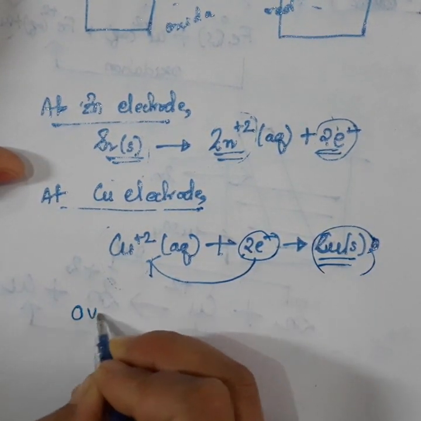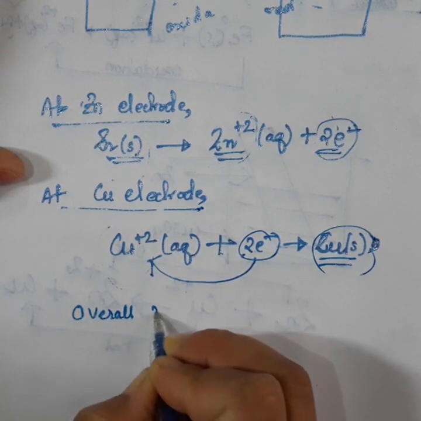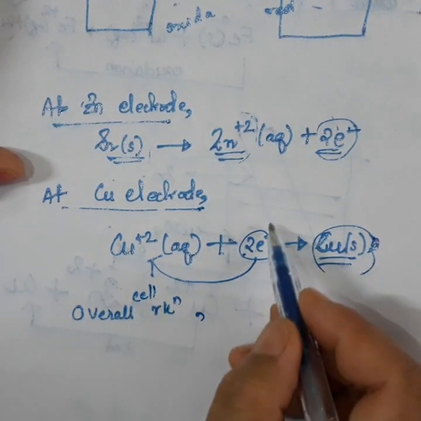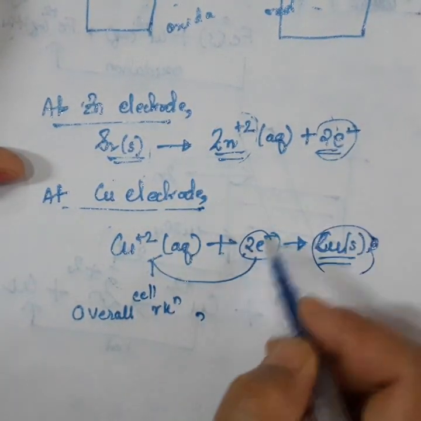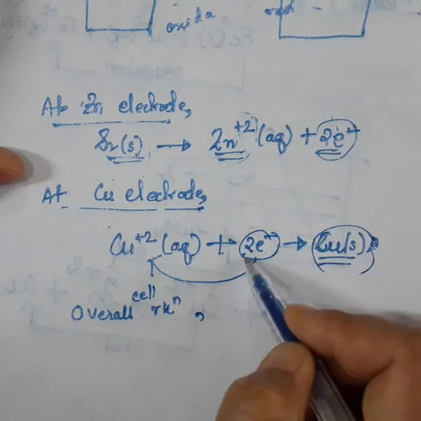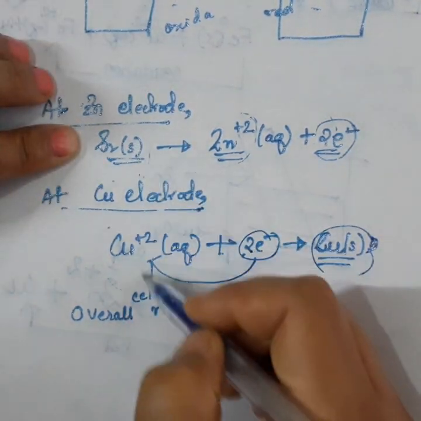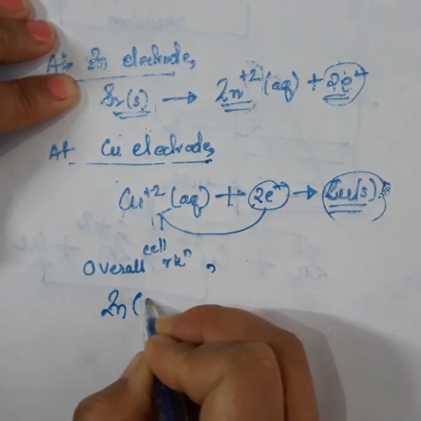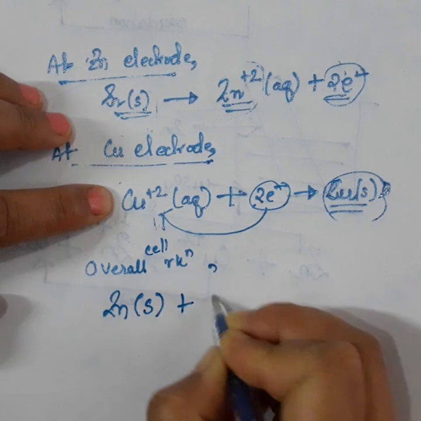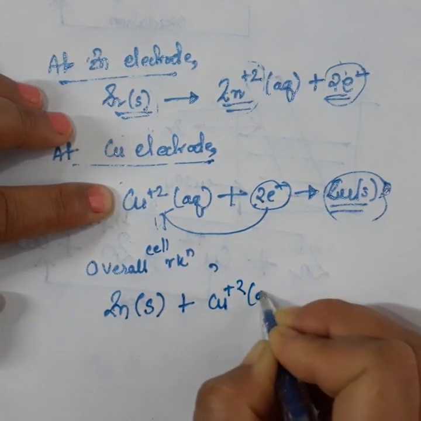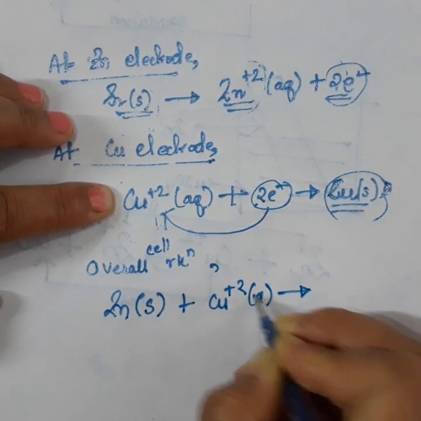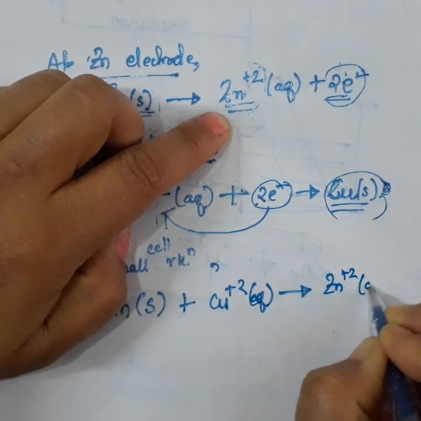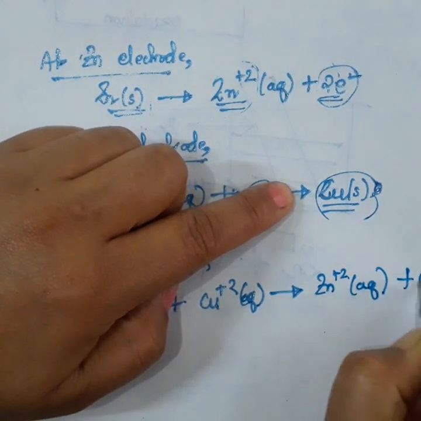Now what is the overall reaction taking place? Cell reaction taking place. Combine the two. So this 2 electron on either side of the arrow will get cancelled. So from the same side you add. So on the same side you have zinc solid and copper, right? Then arrow. Then on the other side there is zinc ion and copper rod.